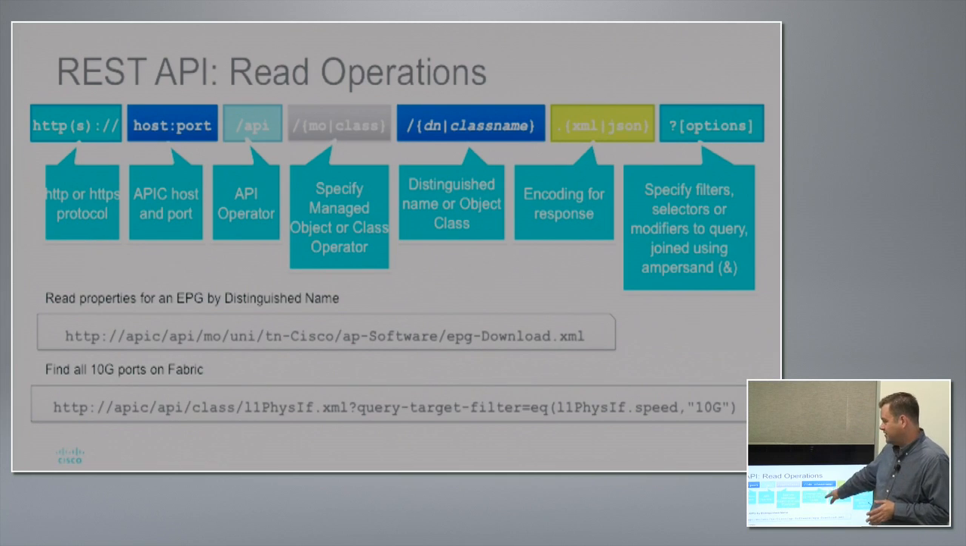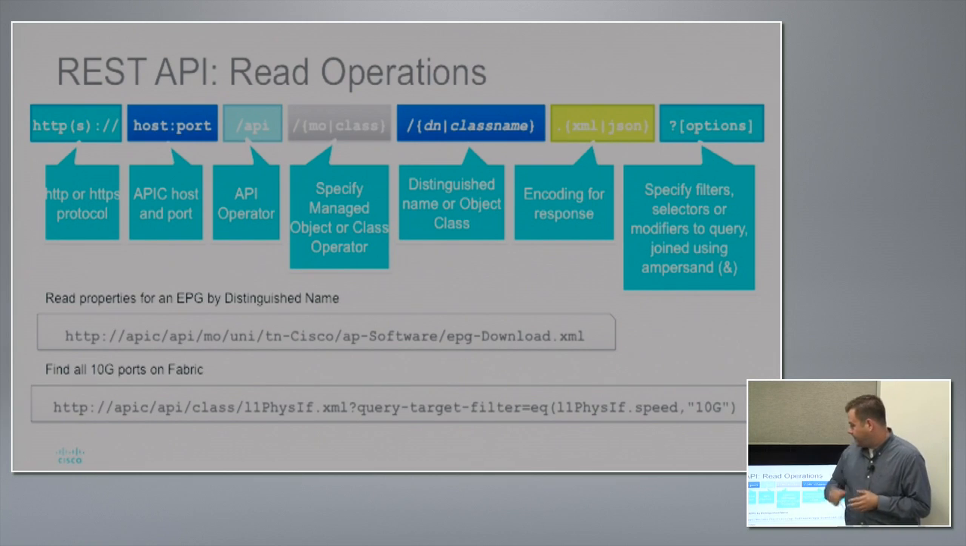And then we populate that with the DN. So am I looking for a class? Then I'll give it the class name. If I'm looking for a specific object, then I can give it the path to exactly where in the tree I want to pull that information from. You can specify whether it's XML or JSON. If we get to the demo, I'll show all JSON because I am not exactly an XML fan.